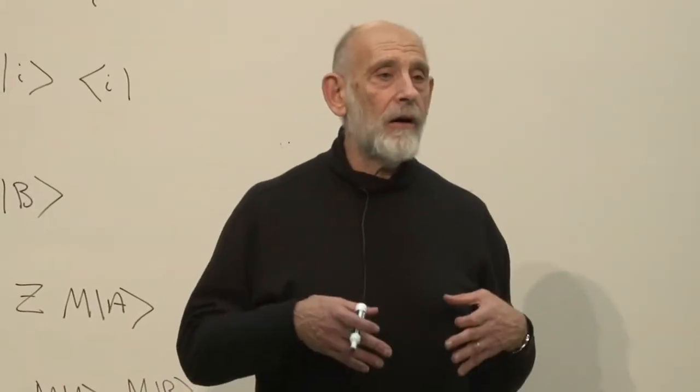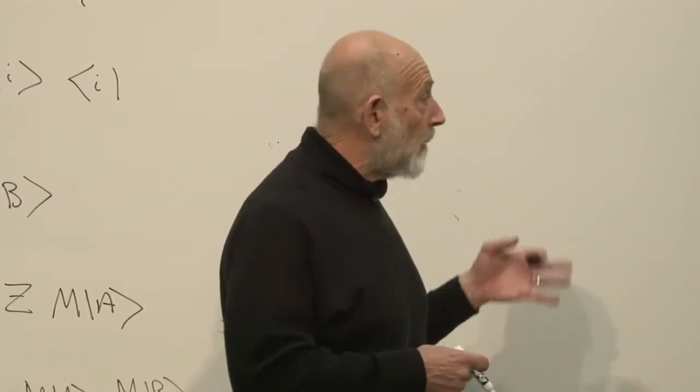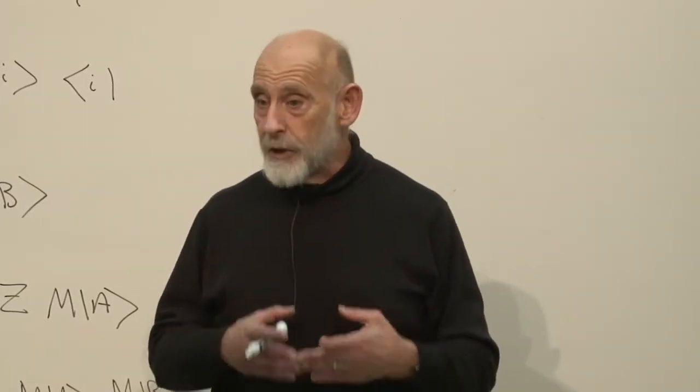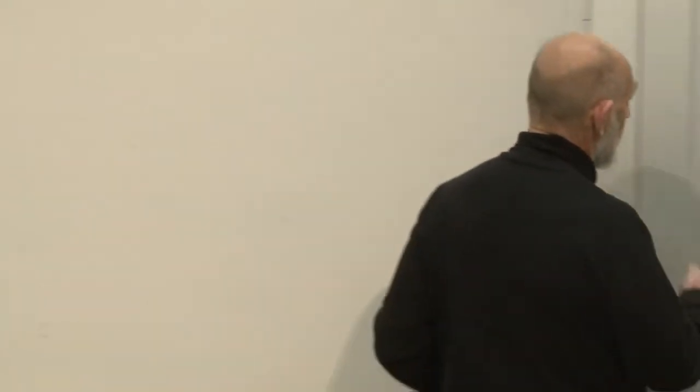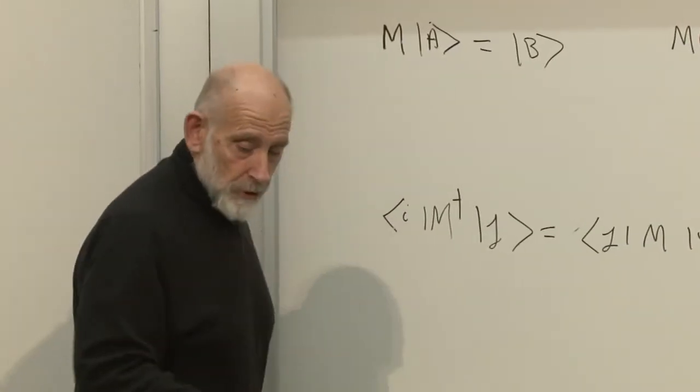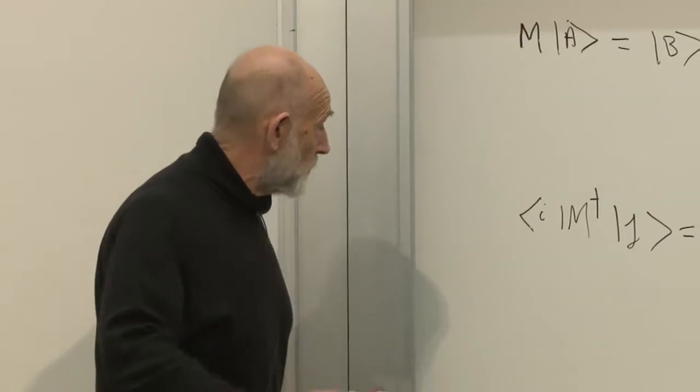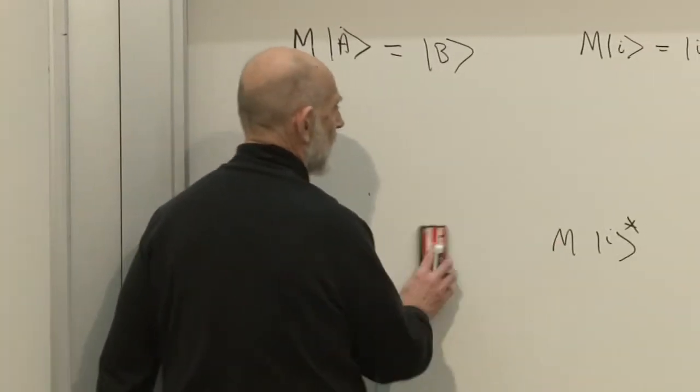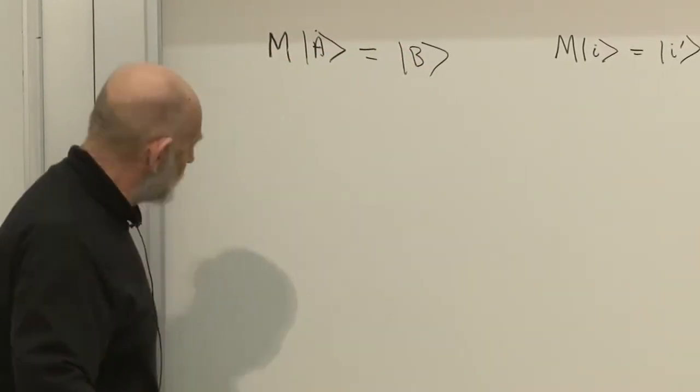Hermitian is the analog for operators of real. Now let's specialize to the case of Hermitian matrices, and I'll spell out Hermitian for you.